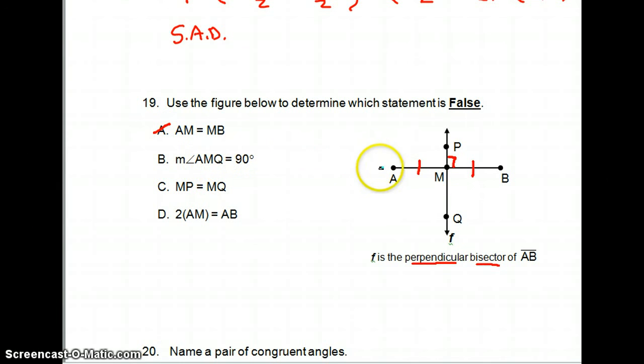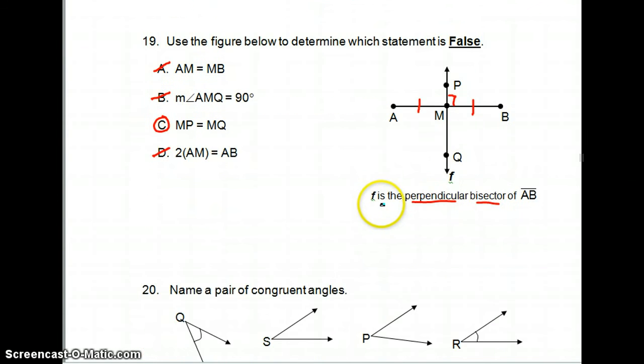AMQ is equal to 90. Yes, if that's a right angle, so are all of these. So that's true. We're looking for false. MP is equal to MQ. This and this, nothing we know tells us that, so let's check the last one. It says 2 times AM equals MB. That's true since these are the same. So that's true. It's not our answer, so our answer is going to be C. MP is equal to MQ is false.